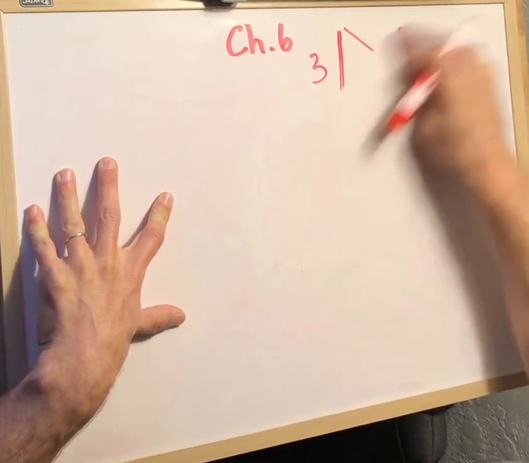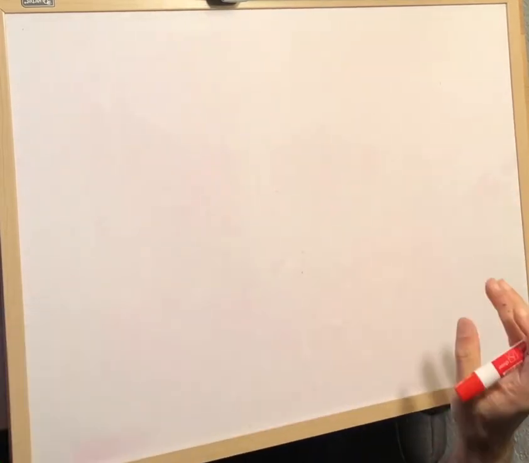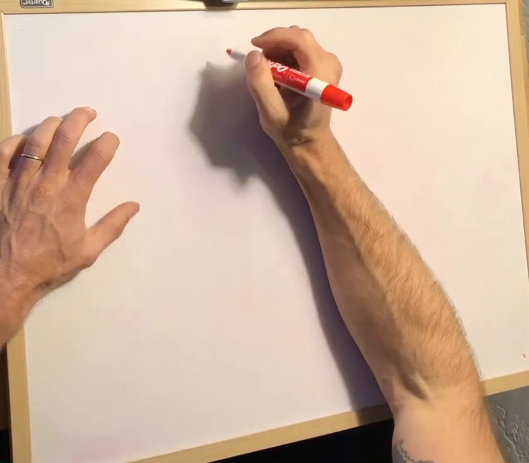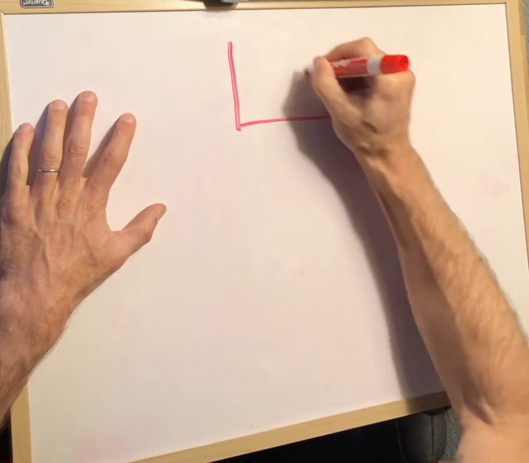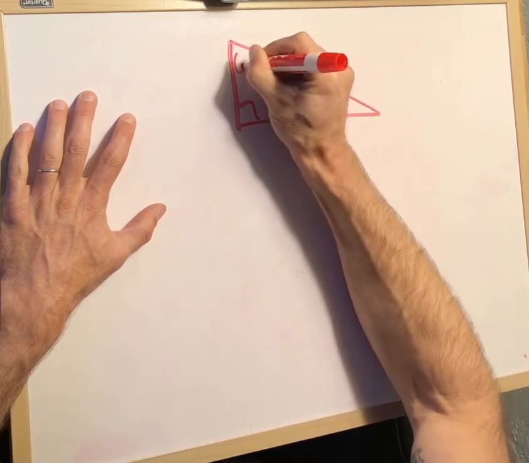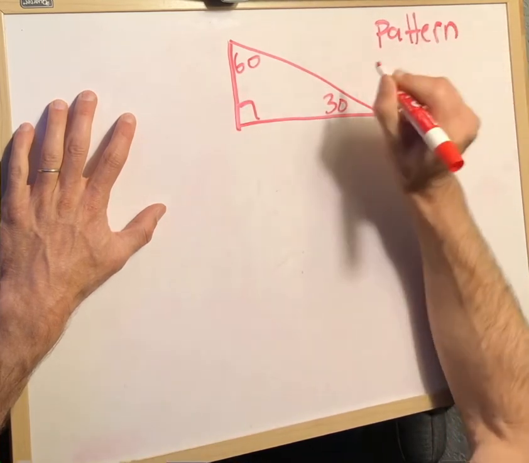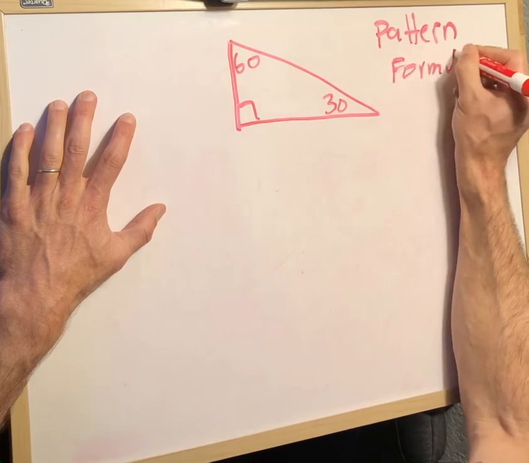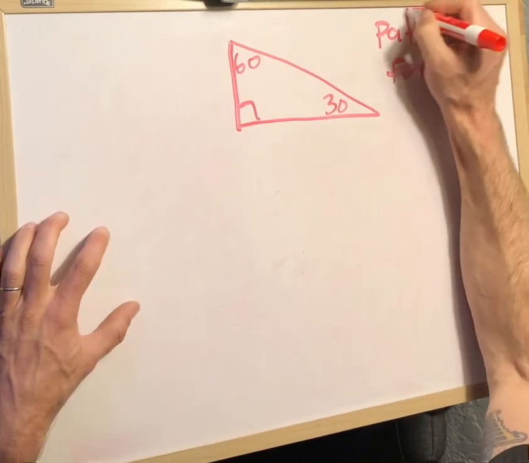Now, in math, you're going to be using these special right triangles all the time when you get into pre-calculus and calculus and beyond. This course is just to give you a little taste of what these triangles are. So I'm going to start off with something called a 30, 60, 90 degree triangle. And it's not a formula, it's a pattern. It is not a formula, and you'll see why I say that in a little bit. This is just a pattern.